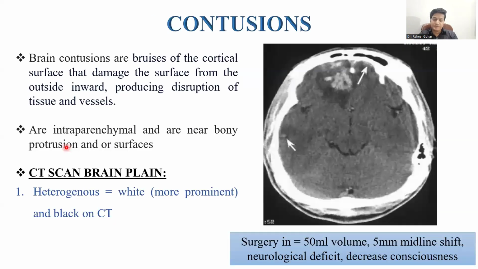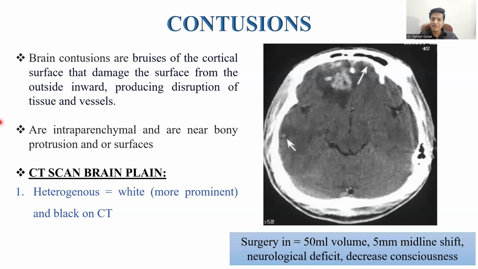Now contusions. What are contusions? Contusions are bruises present on the cortical surface secondary to trauma. These contusions are usually at areas where the parenchyma is near the bony surface, bony protrusions, and they are intraparenchymal. Small vessels get disrupted, ruptured, due to trauma, and this causes the contusions.